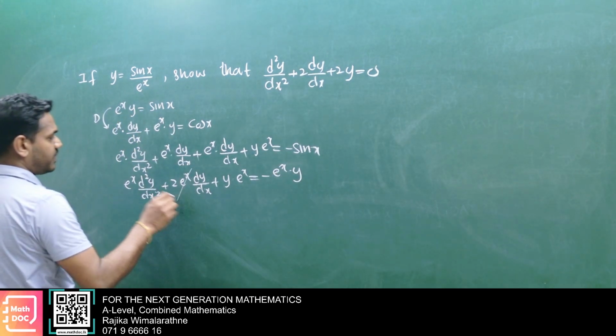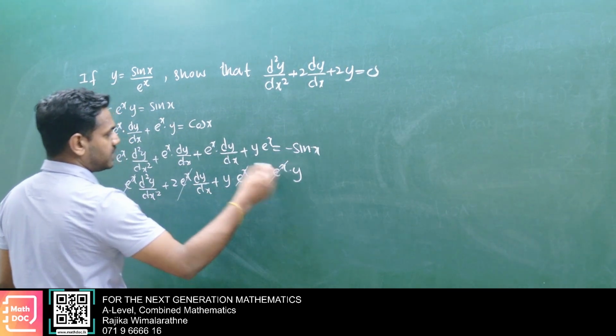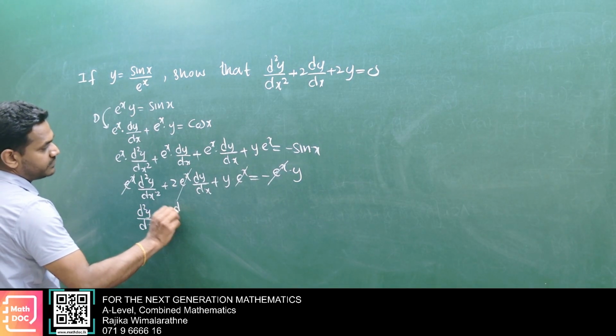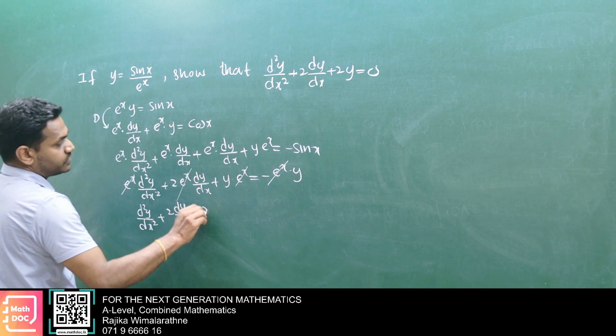Now we can cancel the e to the power x term. Then take y to the other side. d squared y by dx squared plus 2 dy over dx plus 2y equals 0.